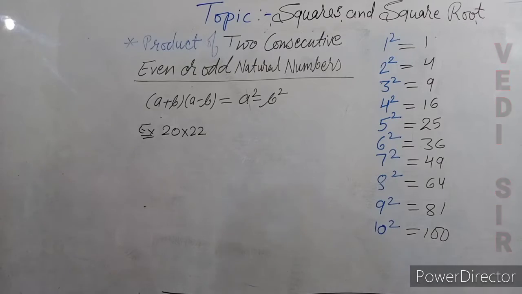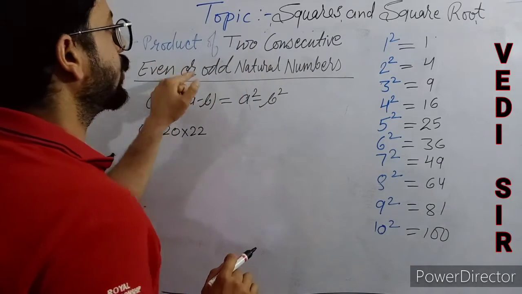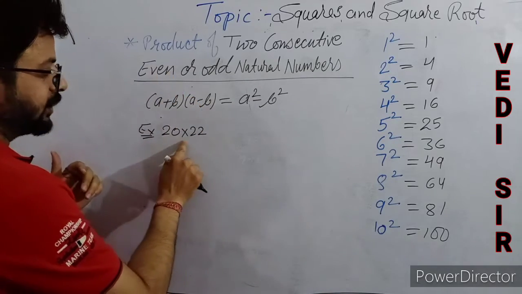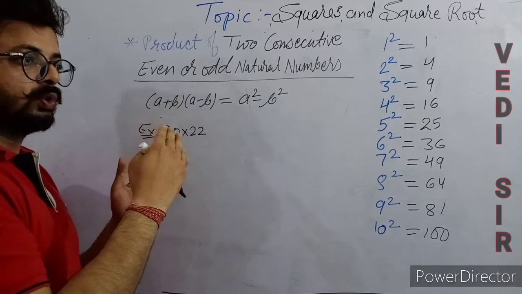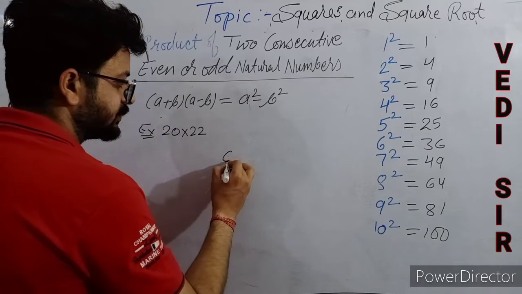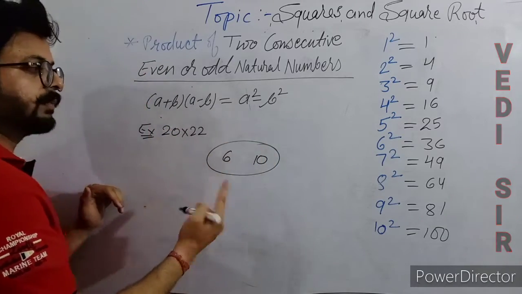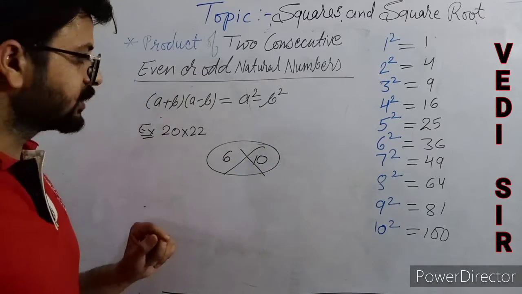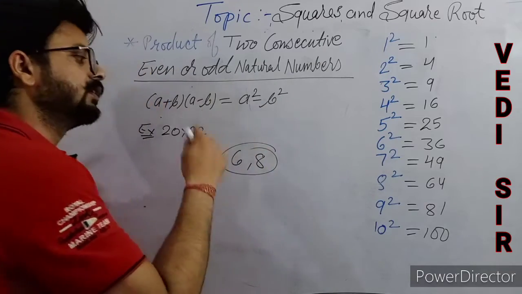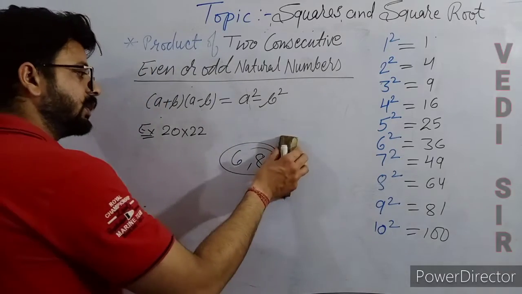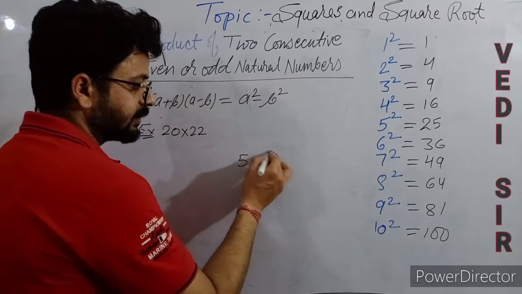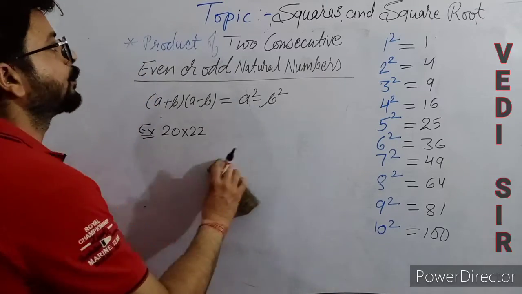Now, the product of two consecutive even or odd natural numbers. Consecutive, like even 20 into 22. Consecutive odd natural numbers, like 6 and 10 are natural numbers but not consecutive. Consecutive means they should come continuously. After 6, which even number will come? 8. So these are natural, consecutive, and even. And for odd, 5 and 7. So we will discuss the product.